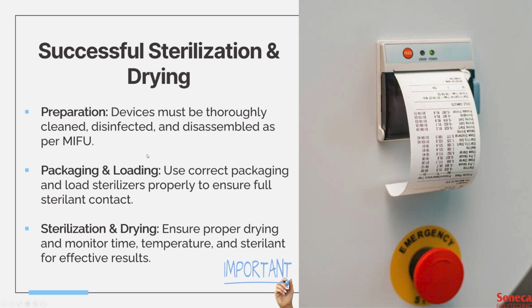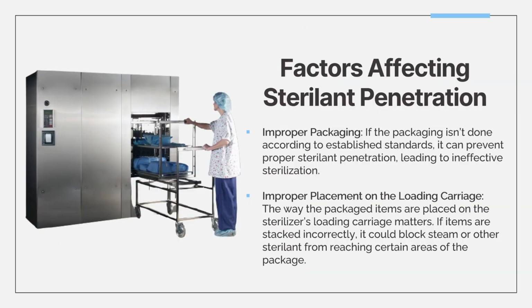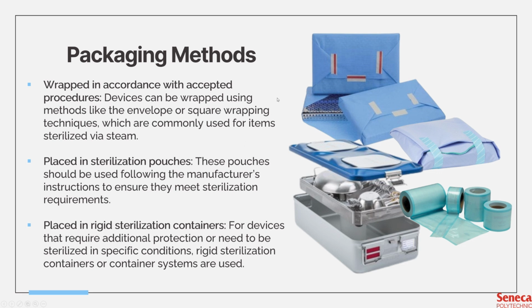Next up, we have proper packaging and loading. Use packaging materials compatible with the sterilization process and load the sterilizer carefully to ensure sterilant can reach every part of every item. And that's actually a very important part too. So for the most part, steam sterilant can actually handle all kinds of wrappers. It could use reusable wrappers such as this and disposable wrappers.